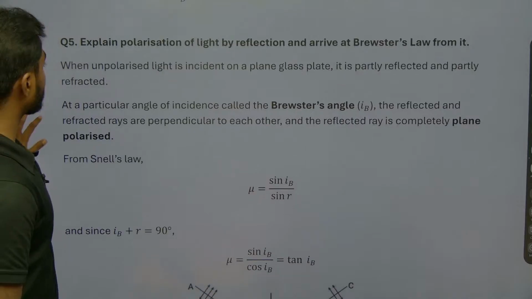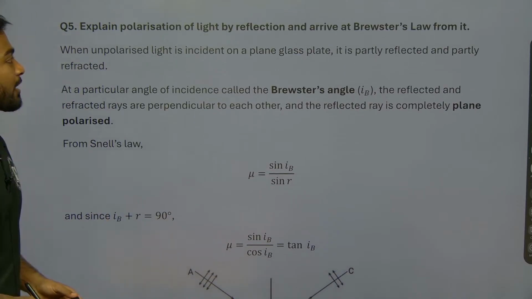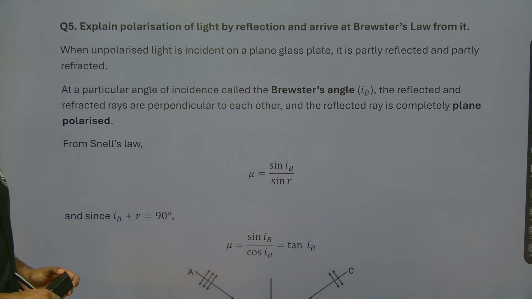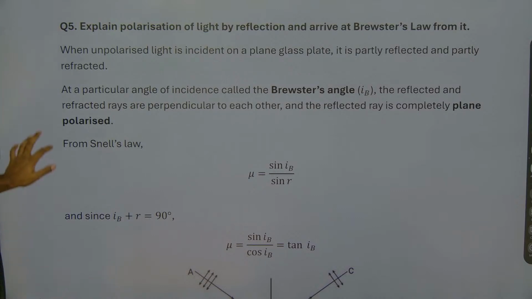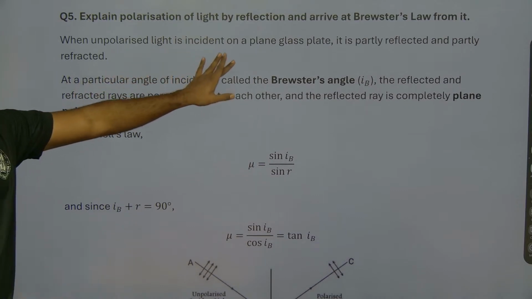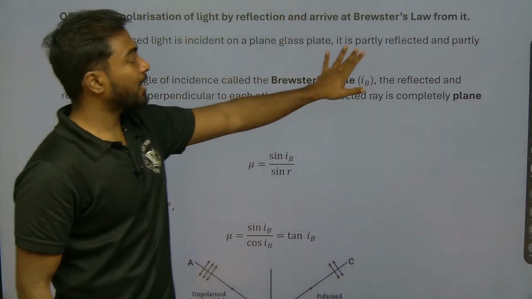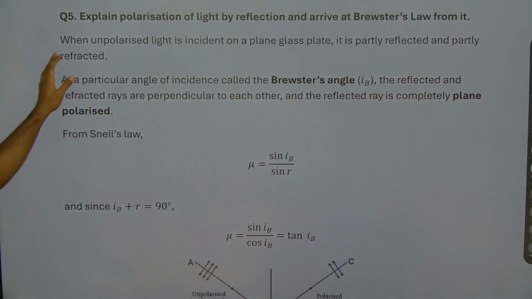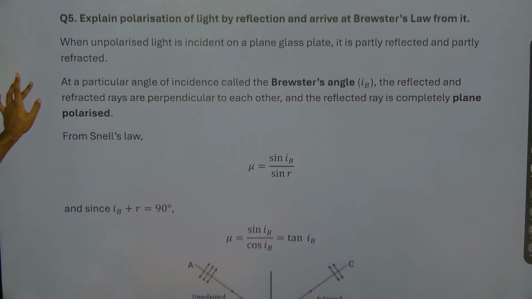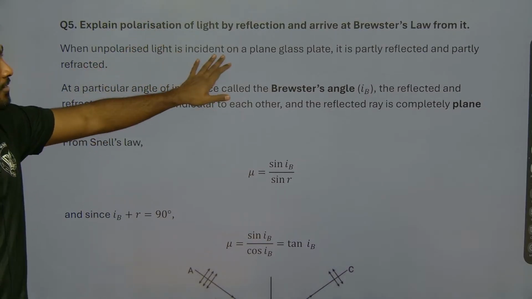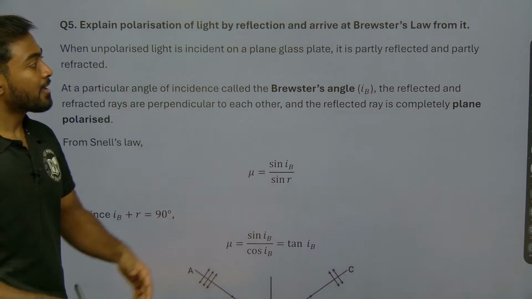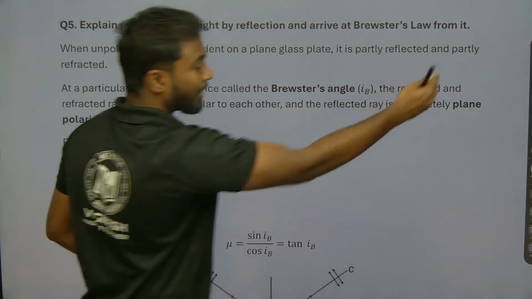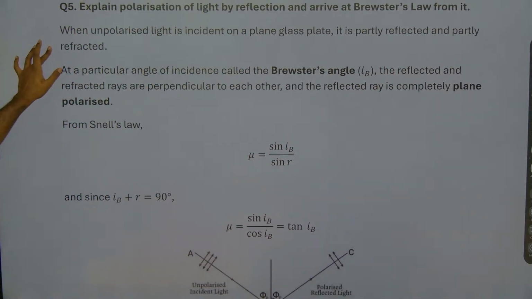So the next question is, explain the polarization of light by reflection and derive Brewster's law from it. When unpolarized light is incident on a plain glass plate, it is partially reflected and partially refracted.